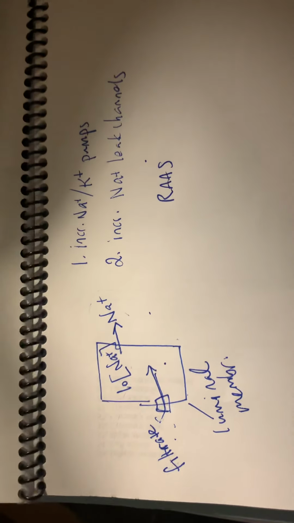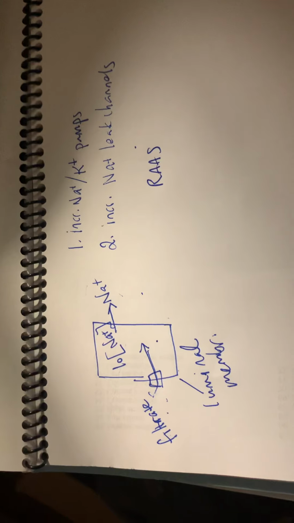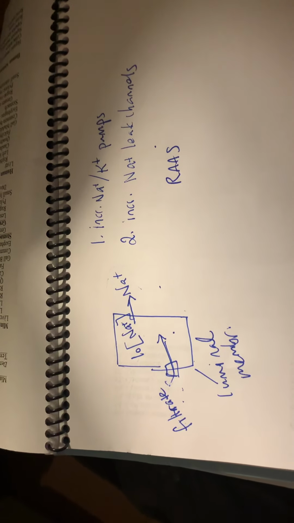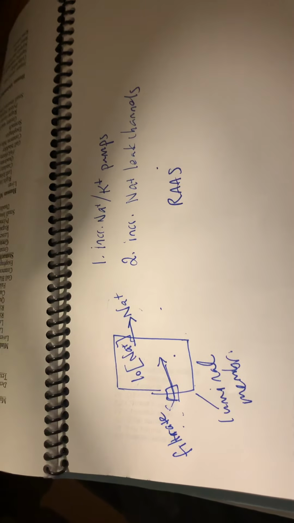So that summarizes your renin-angiotensin-aldosterone pathway, and the place in the book that talks about that is on pages 393 and 394.